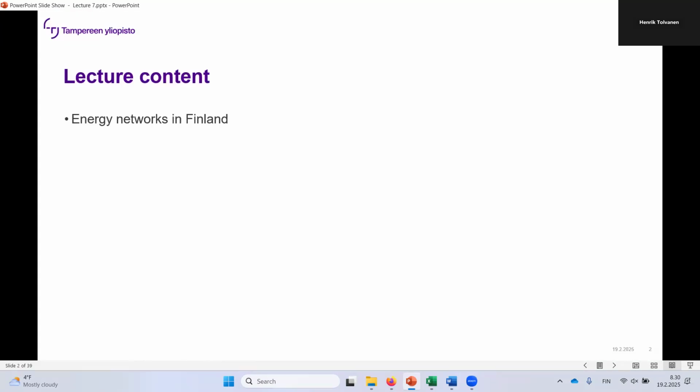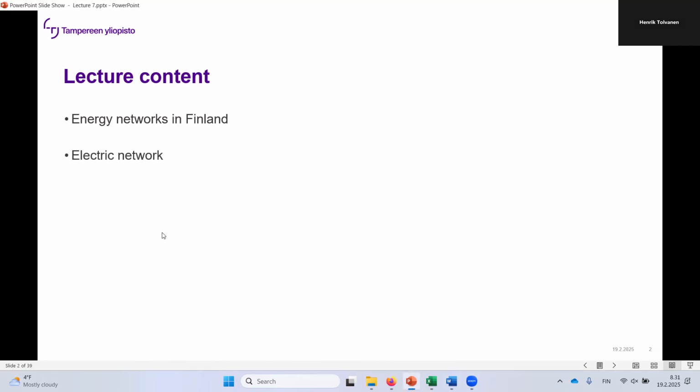So I wanted to take a broader view. I've seen a lot of these energy system modeling courses where they focus solely on the electricity system. So we're going to go through a bit of that, a bit of the district heating system, and something about the gas network as well. So it's a bit of a sneak preview of these topics.